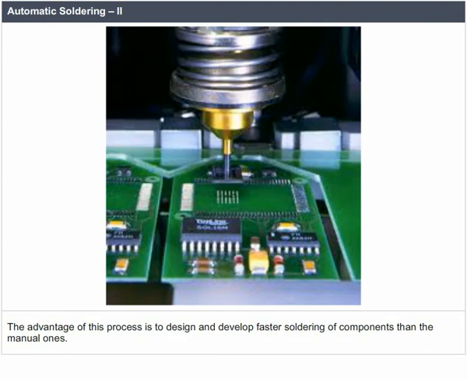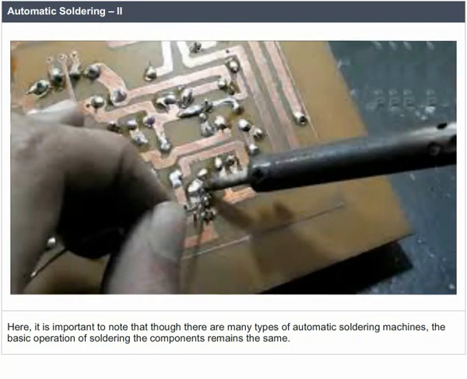The advantage of this process is that it allows faster soldering of components than the manual one. Here it is important to note that though there are many types of automatic soldering machines, the basic operation of soldering the components remains the same.